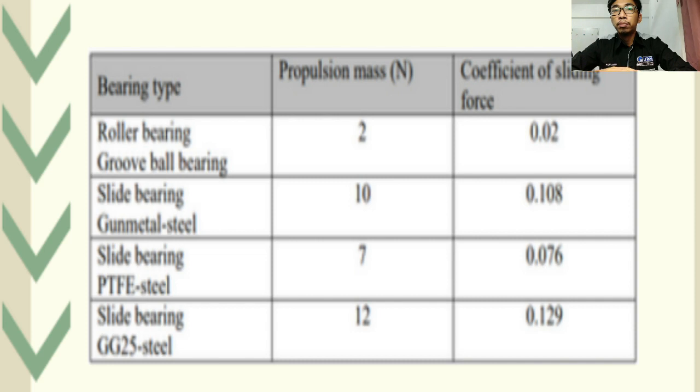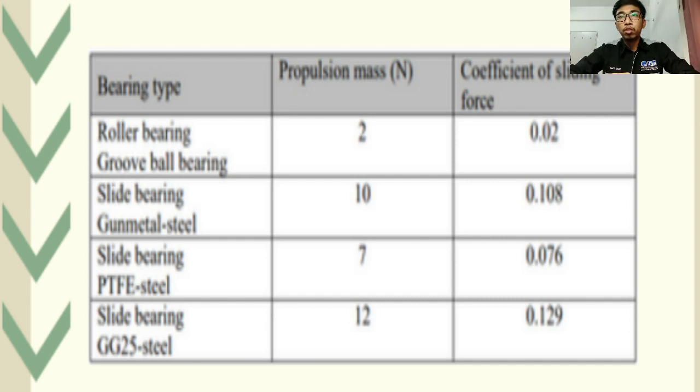We got the propulsion mass of 2 Newton for roller bearing, and the slide bearing gunmetal is 10 Newton. The next one is slide bearing PTFE steel, where we got 7 Newton, and lastly slide bearing GG25 steel, we got 12 Newton.